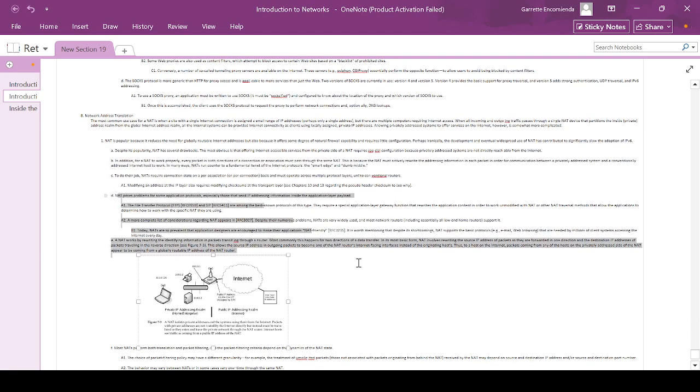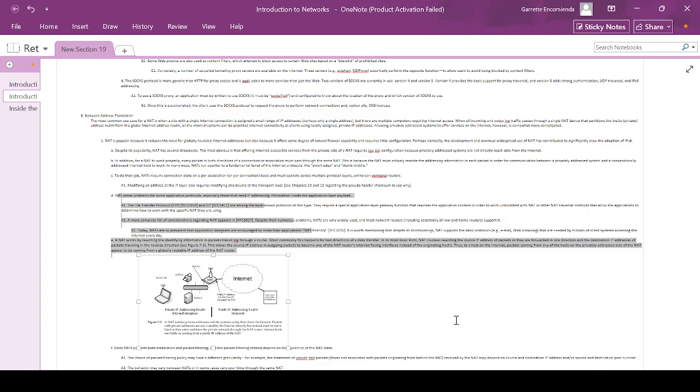NAT poses problems for some application protocols, especially those that send IP addressing information inside the application layer payload. Some protocols, however, send IP-related addressing information inside the application layer, which is layer 7. The File Transfer Protocol, FTP, and SIP are among the best known protocols of this type.